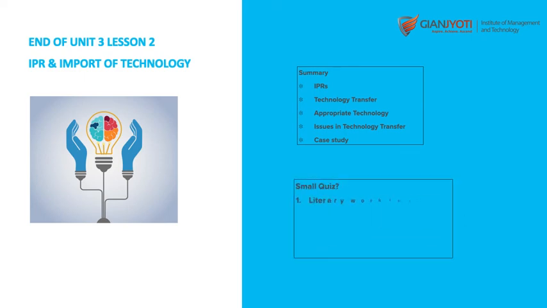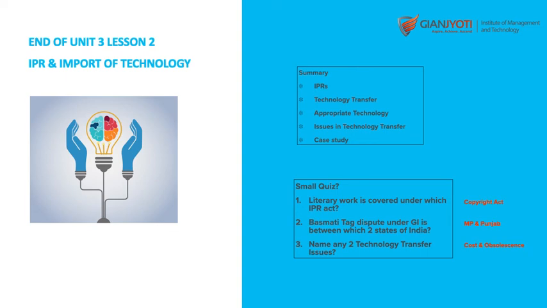Question number 1 is coming on your screen. Literary work is covered under which Intellectual Property Right Act? Basmati tag dispute under geographical indication is between which two states of India? You name any two technology transfer issues.